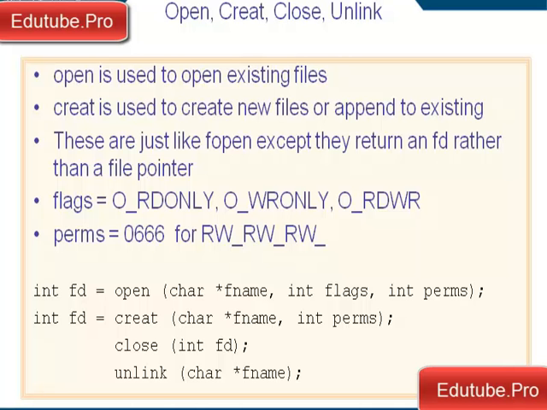In the create call, when we're going to create a new file, we give it the file name as a character pointer and the permissions that we want to create this file with. And after create is successful, it will give us a new file descriptor.